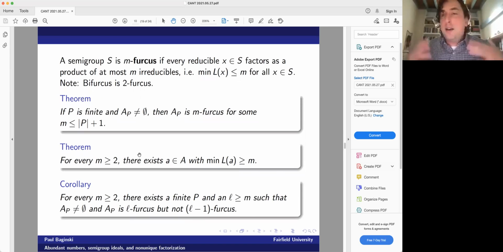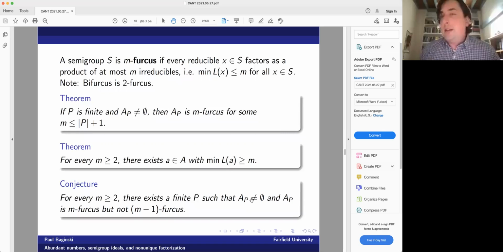In fact, I get larger and larger M's. So for every M, I can find a finite set of primes such that that restriction AP is L-furcus, but not (L-1)-furcus, for some L greater than or equal to M. Okay, so I can keep going up. Now, ideally, I would like L to just be equal to M, but that's currently still a conjecture. I think I can prove it, but it requires a lot more argument. So what I'm getting is a tiered structure here. If I look at all the abundant numbers, all these localizations collapse down to a product of M irreducibles, but these M's are varying as I vary the set of primes that I'm looking at.